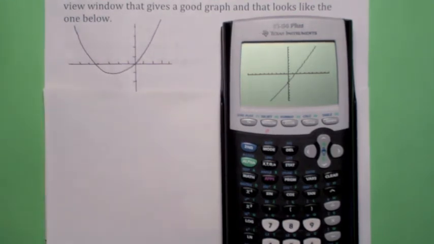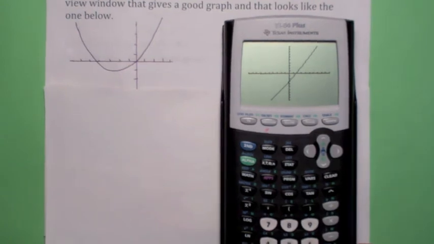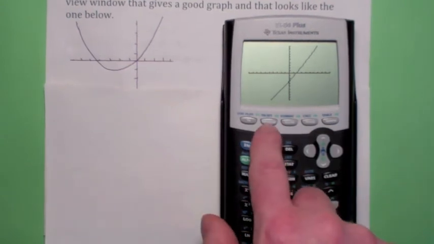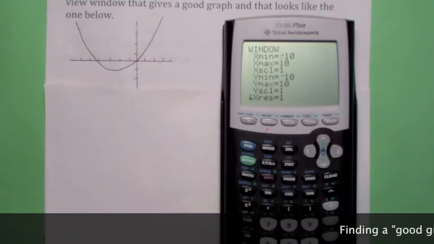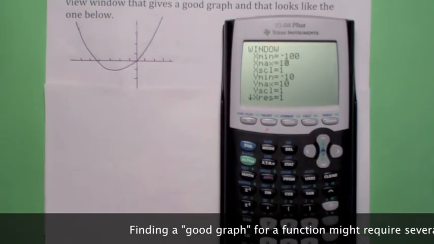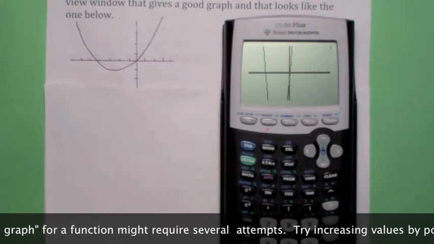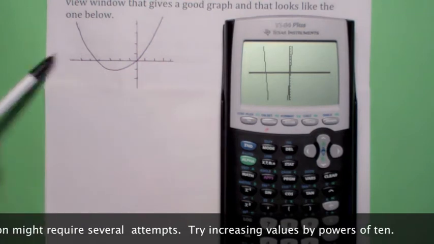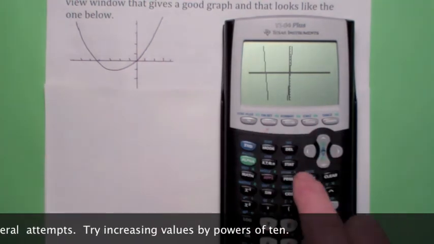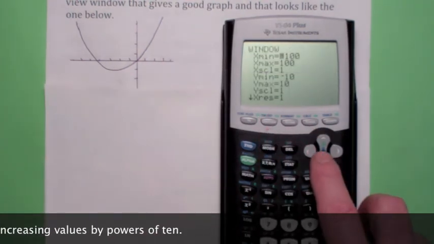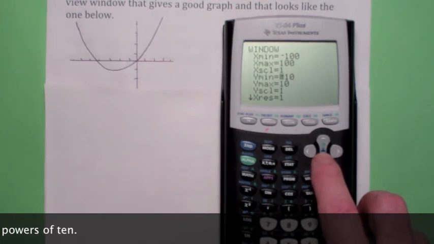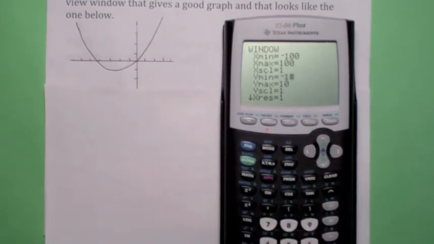So how do you know how to change your window? Well, you just got to play around with it. If you hit the window button, it seems that x has to be wider though. Let's try -100 on x to 100. It's good to go up by powers of 10. And so we're getting that. That's getting there. Let's make y min go lower and y max go lower too. So hit the window button, change y min to -100. I'm going to change y max to a positive 100 just to see what it looks like.